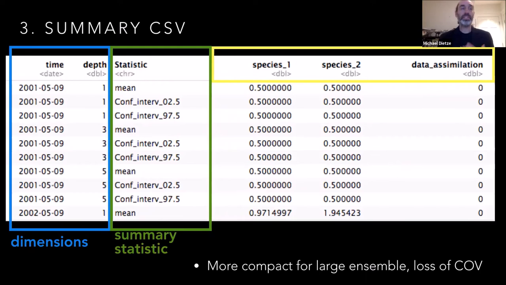In this case, different summary statistics such as mean and confidence intervals are stored in long format. While this is a more compact format, it does result in the loss of information about covariances and thus is our least preferred option.